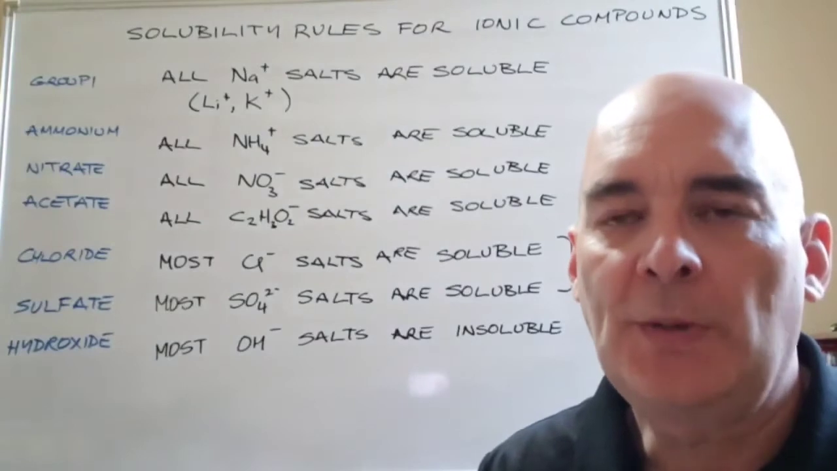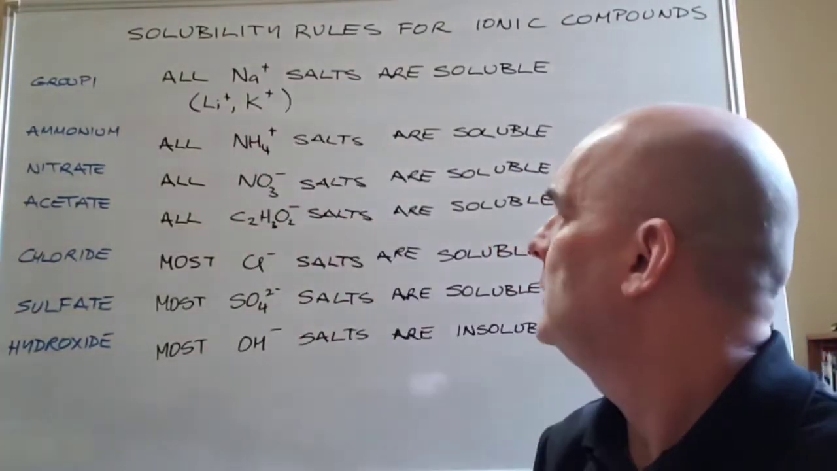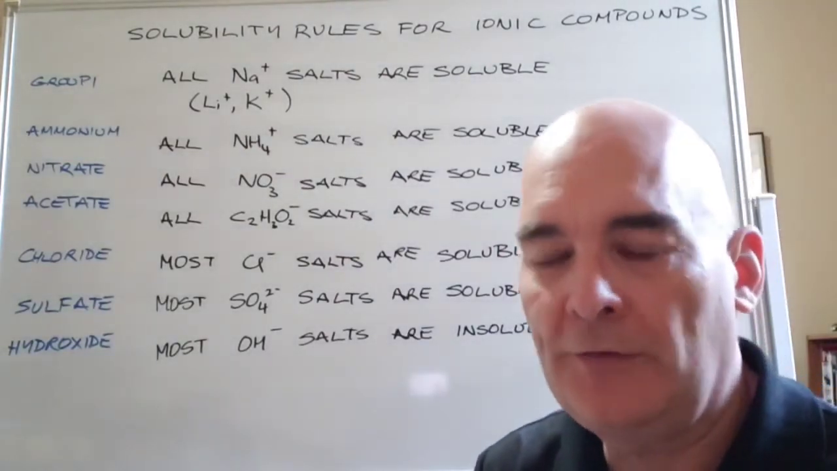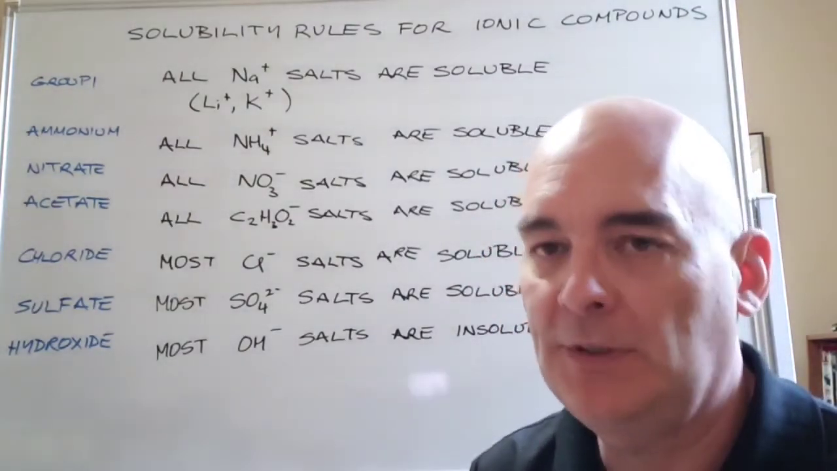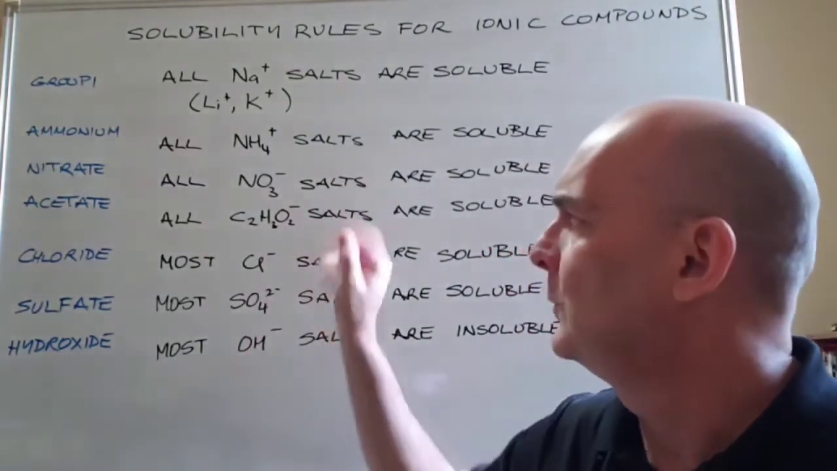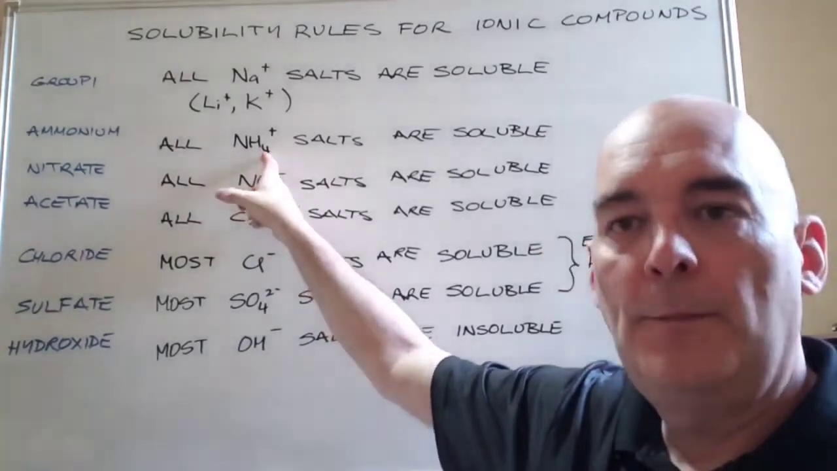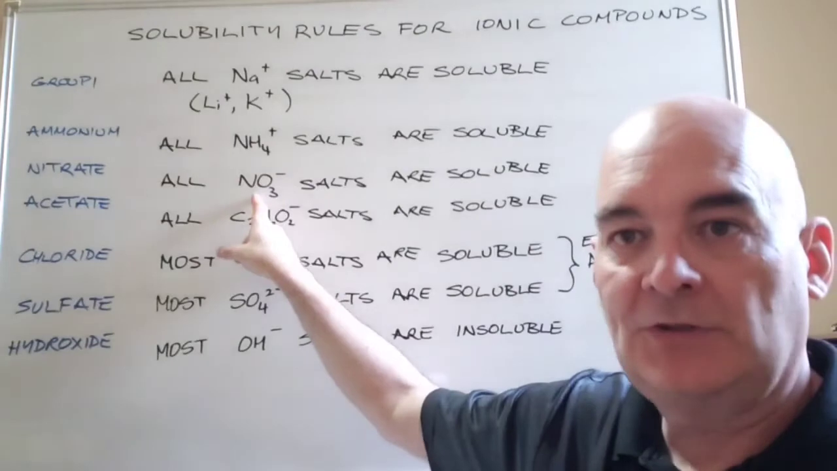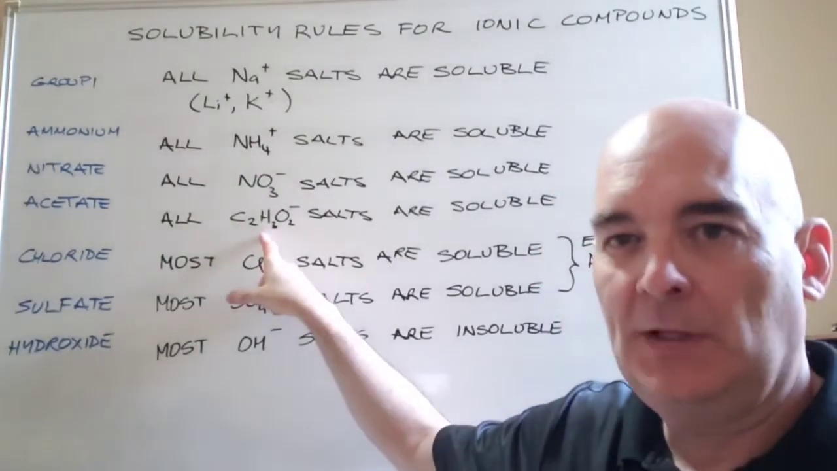These are the solubility rules for ionic compounds. All sodium salts are soluble in water. In fact, everything in group 1, all the metals in group 1, sodium, lithium, potassium, also rubidium and cesium, although then you're not likely to find those in nature, soluble in water. Also completely soluble in water, all ammonium salts. All nitrate salts are soluble in water. All acetates are soluble in water.